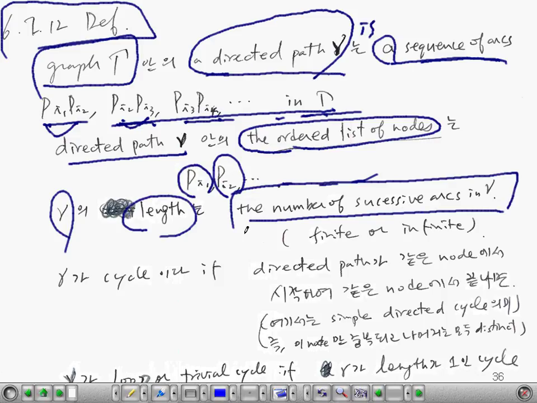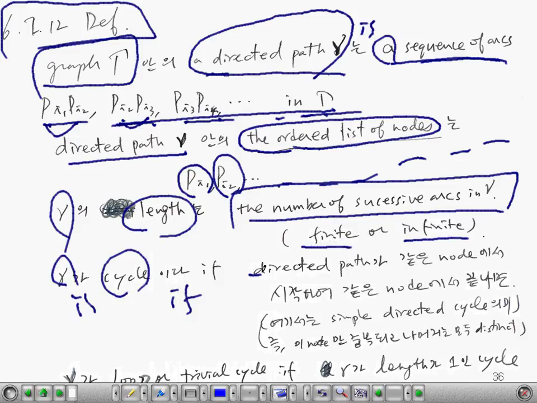The number of arcs can be finite or infinite. Gamma is called a cycle if the directed path starts at one node and ends at the same node. Then we call it a cycle.